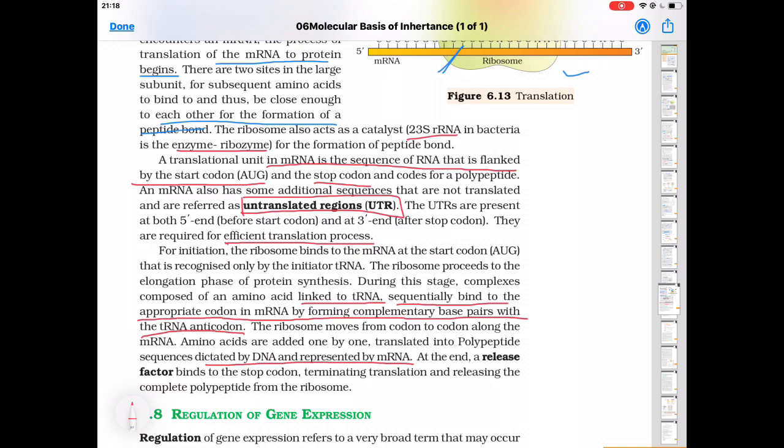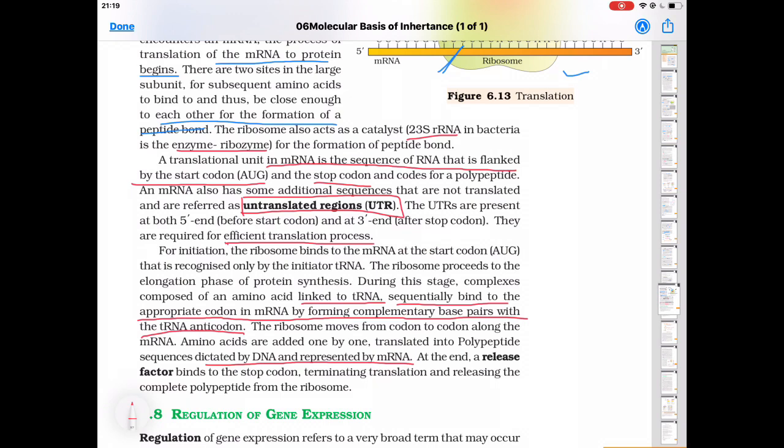and represented by mRNA. Dictated by DNA means DNA provides the template. Whatever information DNA gives, accordingly proteins are synthesized. So DNA acts as a dictator, dictated by DNA and represented by mRNA. Whatever is dictated by the DNA, that is represented in the mRNA.